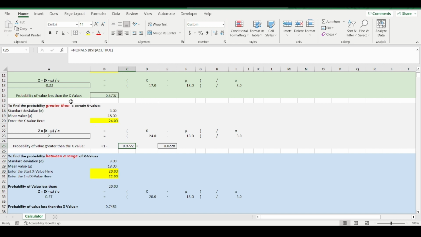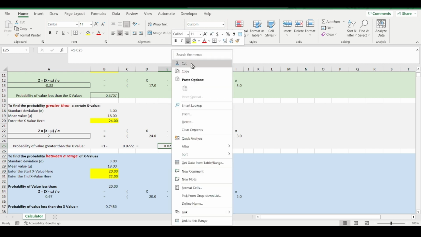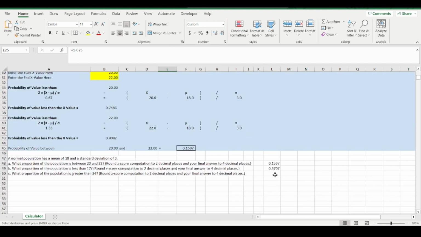The question says what percent are greater. Well, if 97.72% are less, well then we just find the difference between 100 and that. So if 97% are less, well then 2% or more. So here goes, we can copy and paste that in over there, the value, and get your number of decimal places correct. And there we have it. So those are the proportions as decimals, right?